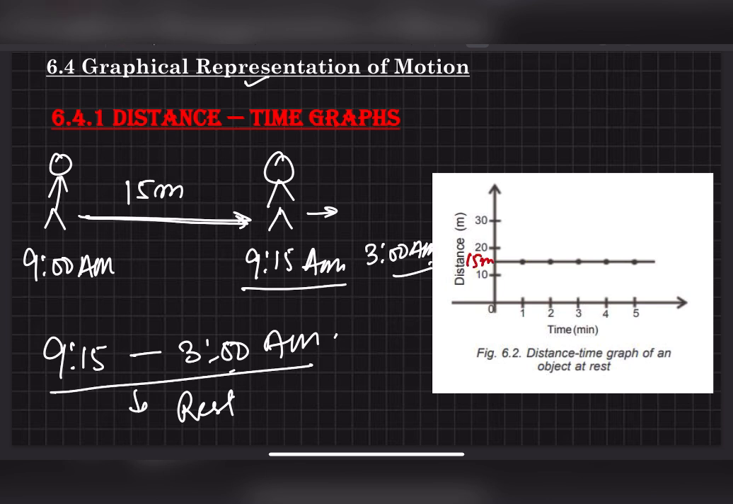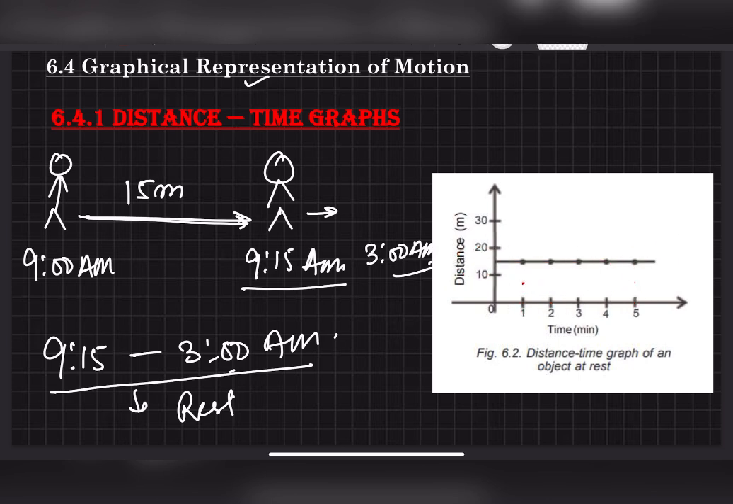15 meter, let's say. From there you don't change. After 1 minute, you don't change. 2 minute, 3 minute, 4 minute, you are still there, you are not moving. Okay, that means you are an object at rest. This is the example of an object at rest.